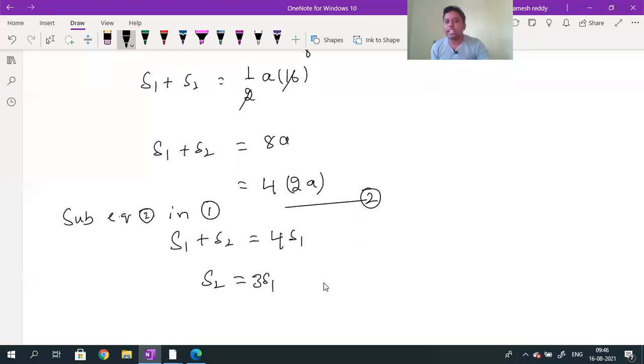This is also a question previously asked in NEET. A body travels a distance S1 in the first 2 seconds and S2 in the next 2 seconds. What is the relation between S1 and S2? S2 will be equal to 3 into S1. So if S1 is equal to 6 meters, then S2 will obviously be 6 into 3.